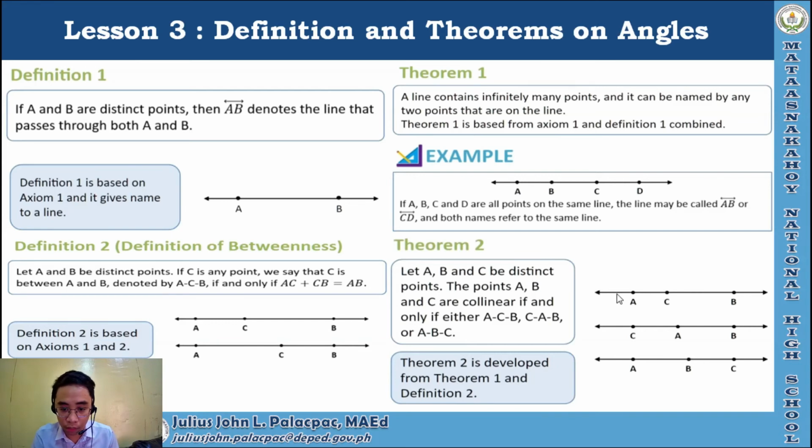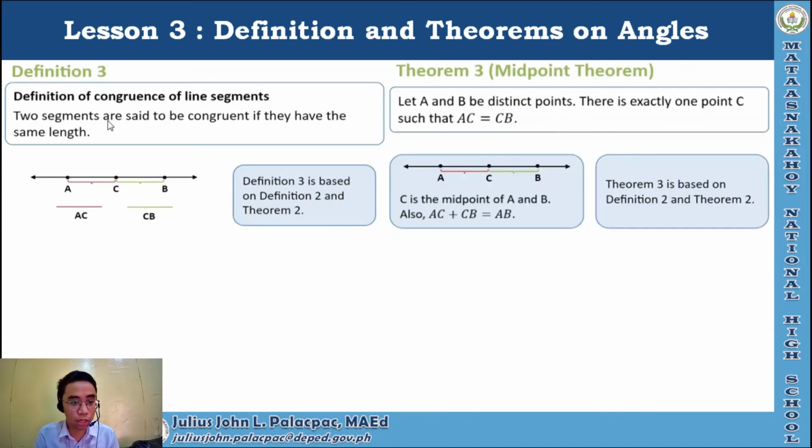So kung mapapansin nyo, dito, pwede natin siyang basahin na ACB. Di ba? Lahat sila ay collinear. Pwede din silang CAB, ABC. So nasa iisang linya. Two segments are said to be congruent if they have the same length. So sinabi nga kanina natin, kapag AC ay same measure sa CB, so yung C, yun yung kanilang midpoint. So congruent sila. Dito, AC is equal to CB if and only if C is the midpoint of the line segment AB.